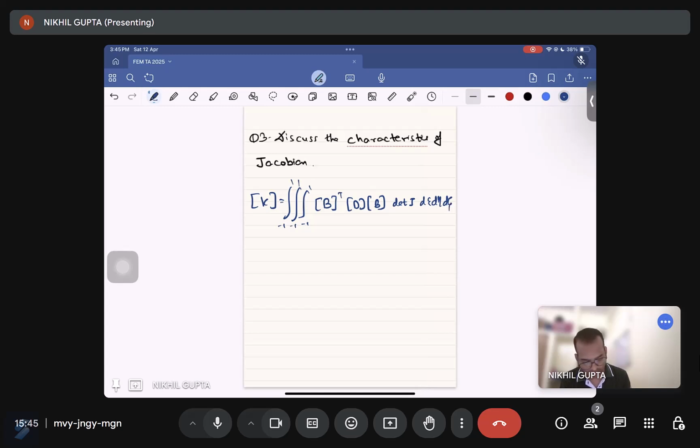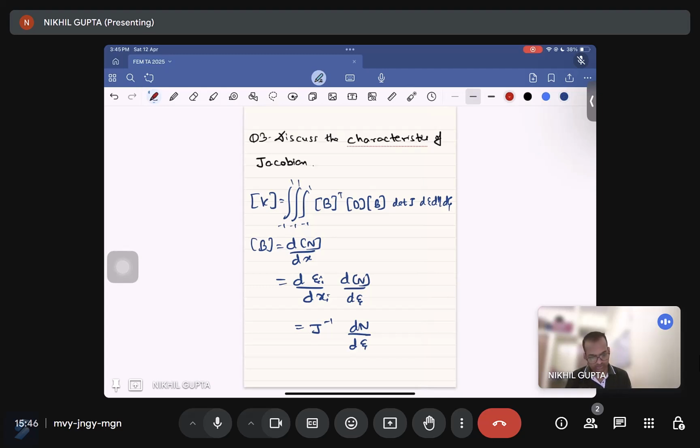Okay. Now with that we know B is dN by dx, or we can write it as dN_i by d psi, and this can be written as J inverse times dN by d psi.